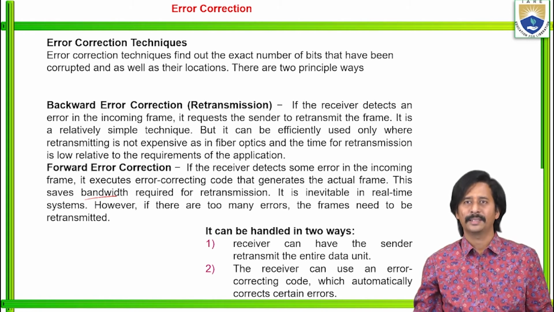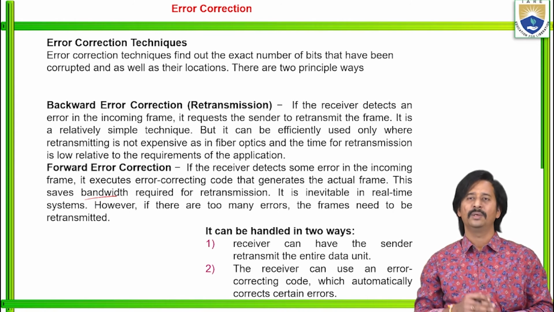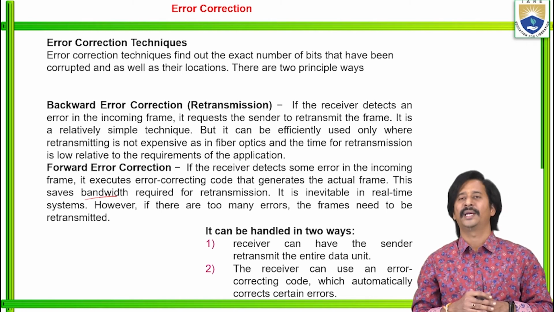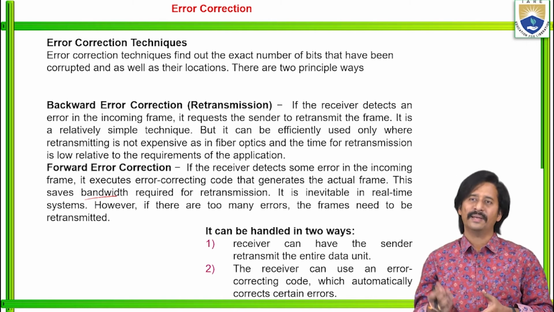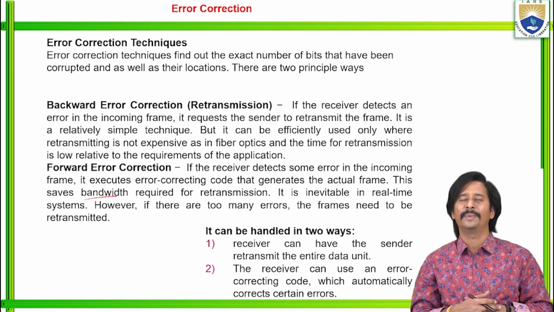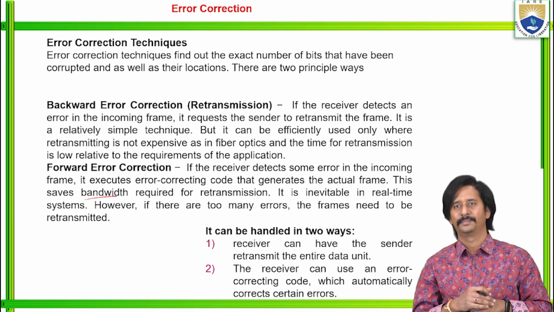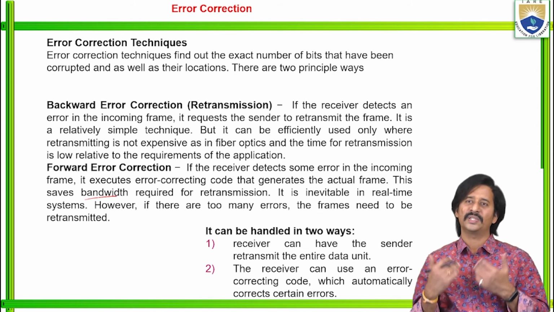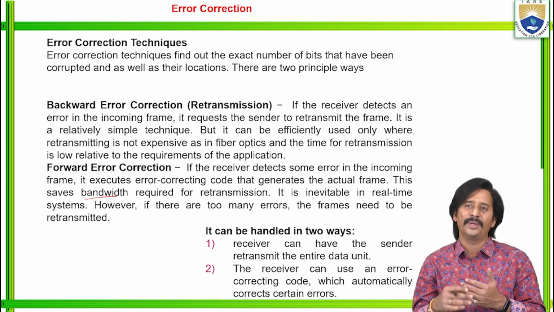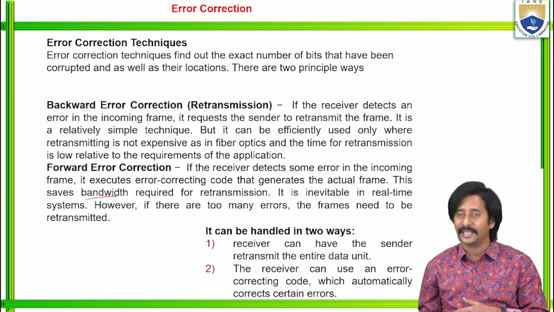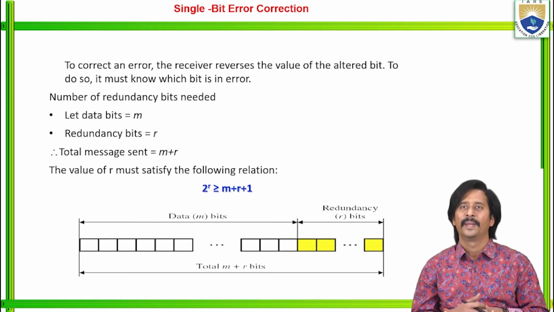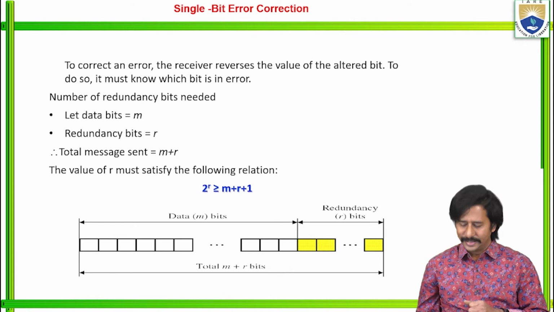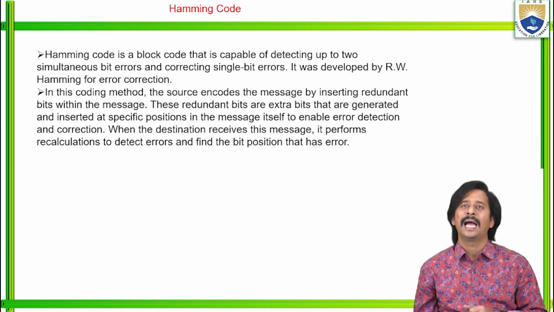Error correction can be handled in either of two ways. One is the receiver can have the sender retransmit the entire data unit. Otherwise, the receiver can use an error correcting code which automatically corrects certain errors. What are those? We can call them error correction techniques. The first one is single bit error correction. The second one is the Hamming code.